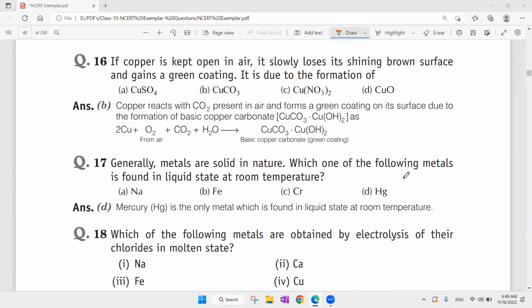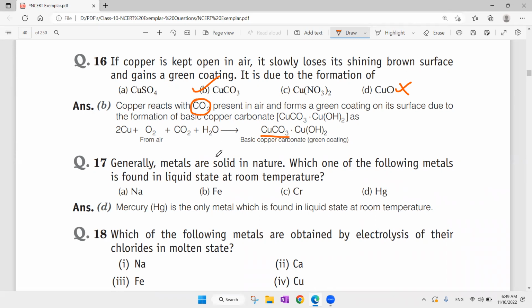16. If copper is kept open in air, it slowly loses its shining brown surface and gains a green coating. This is due to the formation of copper carbonate. Copper will not react with oxygen. Maximum students will go with option D, CuO, but it is wrong. Copper reacts with carbon dioxide, CO2, and we will get copper carbonate, CuCO3. So the answer is B, CuCO3.